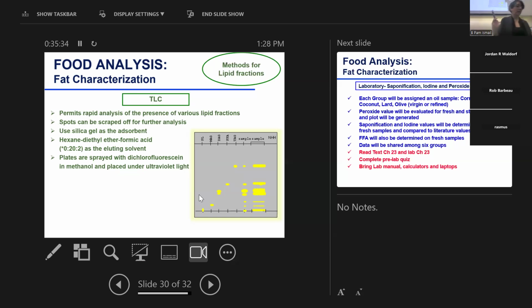But it's also done in foods to look at the qualitative distribution of phospholipid, monoacylglycerol, diacylglycerol, free fatty acid, and triacylglycerol. So you run standards, your sample, and another sample. So it's qualitative, basically. And that's it for fat characterization. Questions?